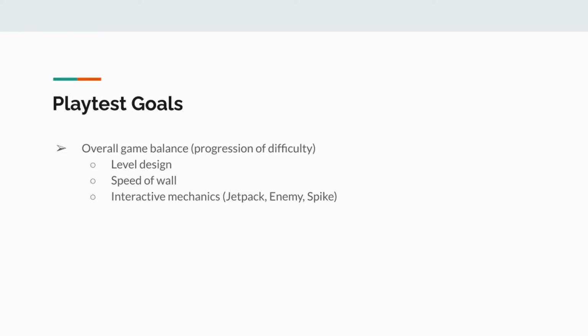The most important one is level design, or how the levels are laid out. That's platform spacing, elevation differences, platform widths, etc. And then the speed of the wall, which creates time pressure for the player. And finally, the interactive mechanics of the game, like the jetpack, enemies, and spikes, all contribute to the difficulty. By looking at how the player interacted with those elements of the game, we felt that we could determine whether a level was too difficult and tweak it if necessary.